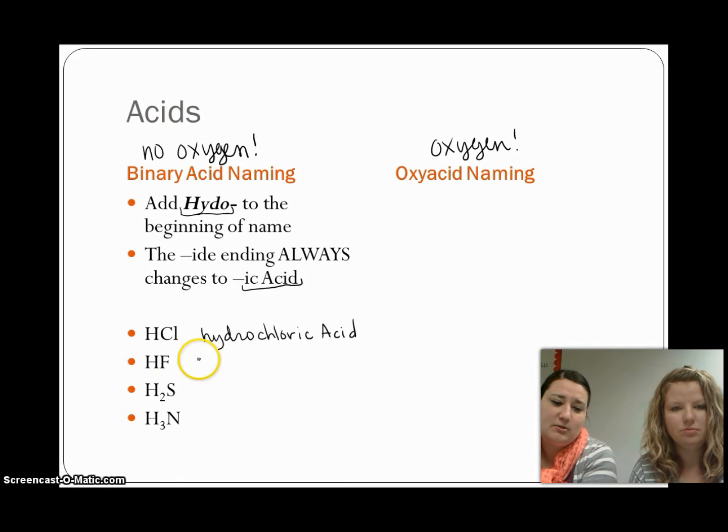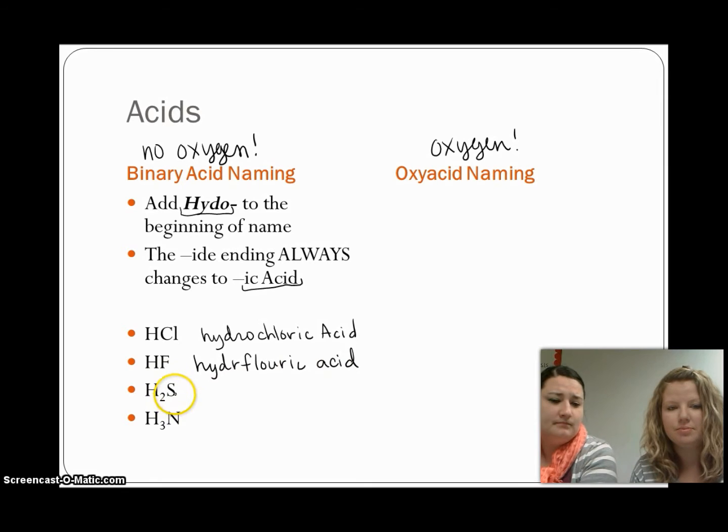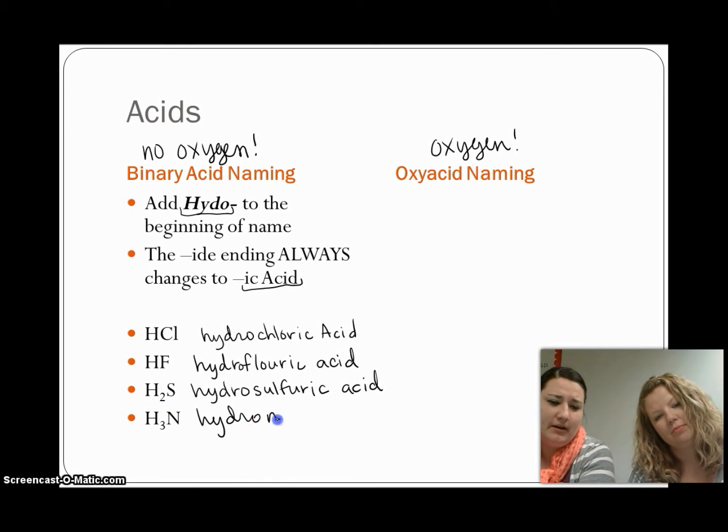Next one, let's try this one. Obviously it's only binary, so we're going to have hydro, and then we use the periodic table, and we know that's fluorine, so it's going to be fluor, and then ic acid. And then this one is just sulfur by itself. Whoops, I forgot the O there. This one is going to be hydro, and then sulfur, and instead of "ide", we're going to put ic acid. And then same with the last one: hydro. That's just nitrogen, so nitric acid.